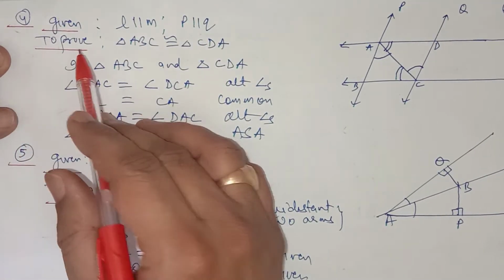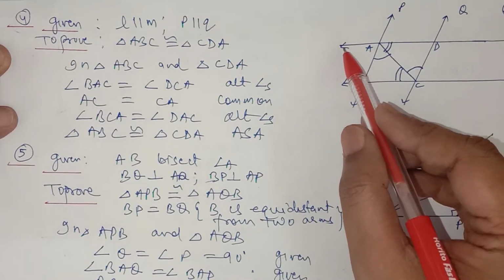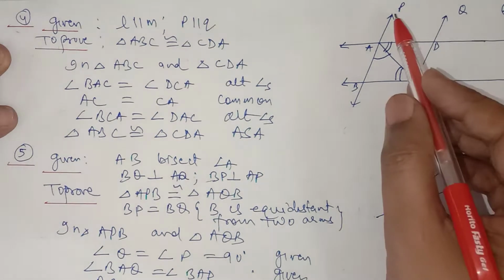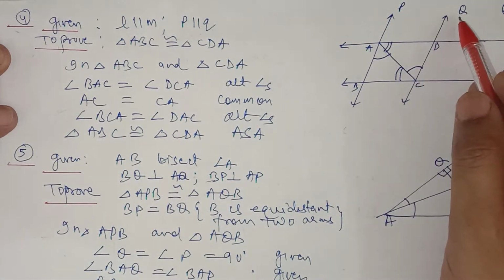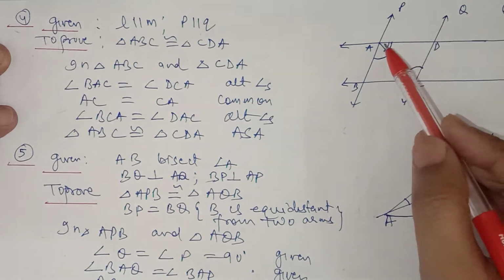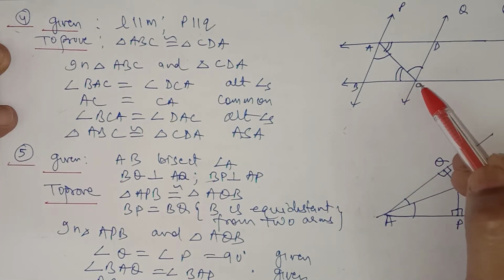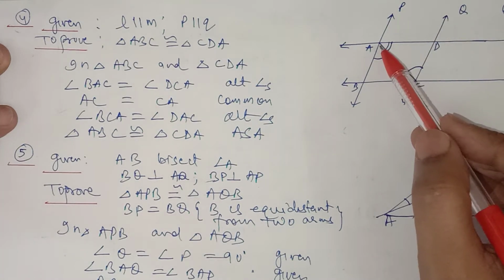Now in question number 2, this is the figure in which it is given that these two lines L and M are parallel and lines P and Q are parallel. It is given and you have to prove that triangle ABC is congruent to triangle CDA. You have to prove that they are congruent.